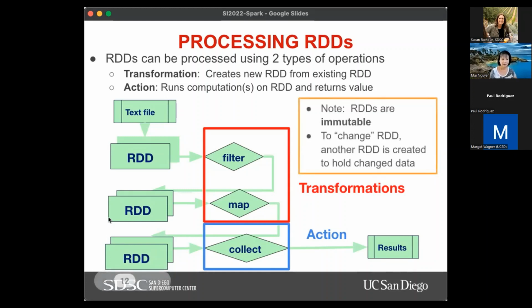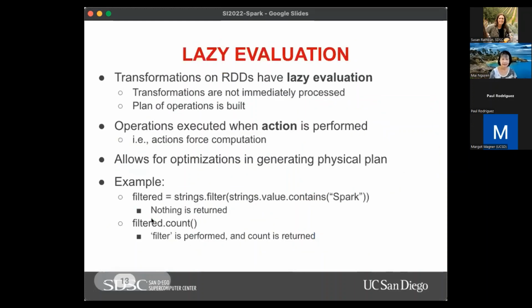An important thing to note about RDDs is that they are immutable. That means the contents of an RDD cannot be changed. So when you want to filter an RDD, another RDD is created in order to hold the changed data.